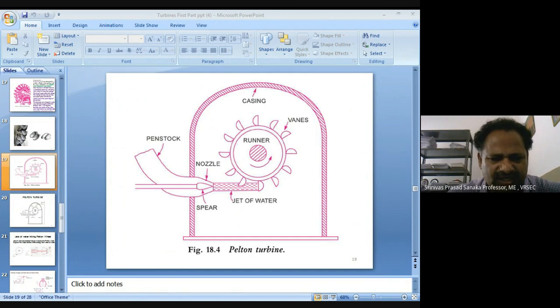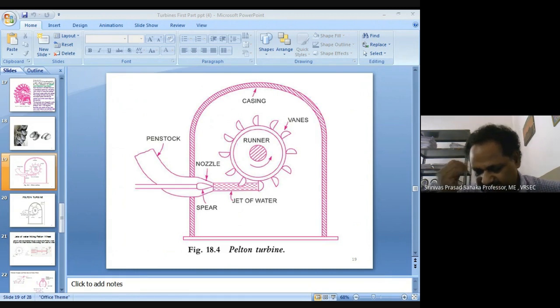Then the jet issued from the nozzle is supplied onto the bucket. So first bucket, after that it passes, the next bucket will come, after that the next bucket, and so on. Always there will be the impingement of the jet on the bucket of a Pelton wheel.